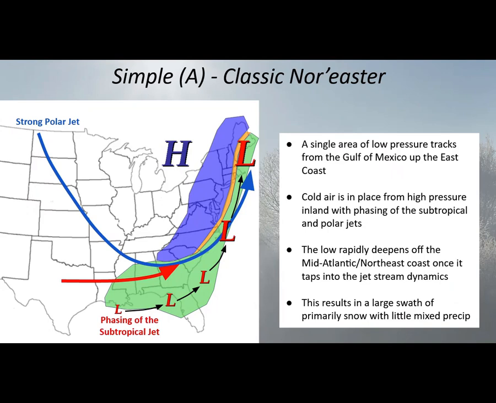So a simple storm, this is your classic nor'easter, where a single area of low pressure tracks from the Gulf of Mexico up the east coast. Cold air is in place from high pressure inland with phasing of the subtropical and polar jets. The low rapidly deepens off the mid-Atlantic and northeast coast once it taps into the jet stream dynamics aloft, which results in a large swath of primarily snow with only a narrow corridor of mixed precipitation between the snow and the rain.